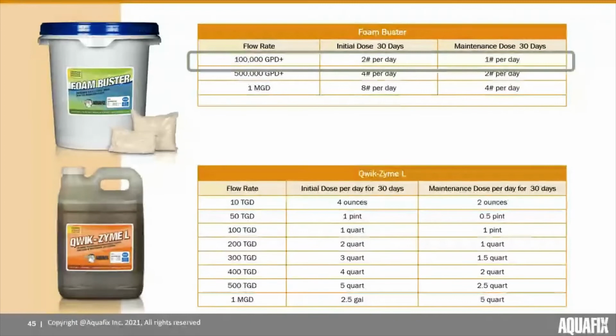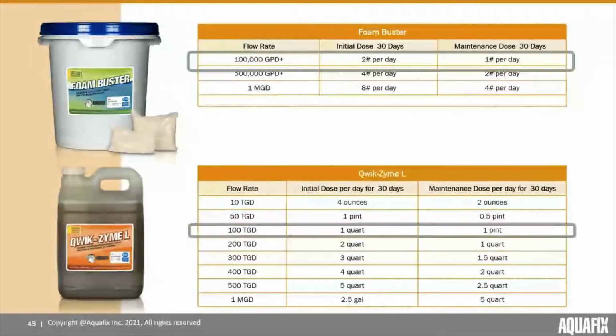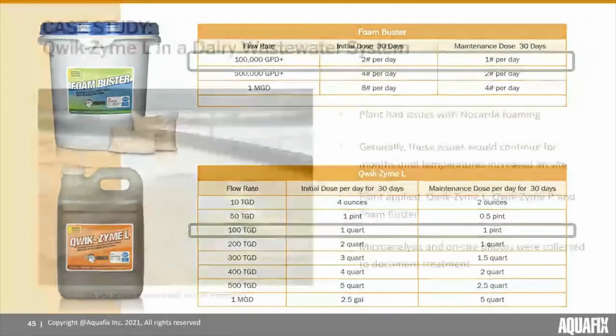I'd say for Foam Buster, we're talking approximately 2 pounds per day for 100,000 gallons of flow rate at first for your treatment, and then you do maintenance at 1 pound per day. And then generally for Quiczyme L, for 100,000 gallons per day, you're doing about 1 quart for an initial dose rate, and then you'll maintain the sample with about a pint, a little lower dose for maintenance than you will initially for that one as well.